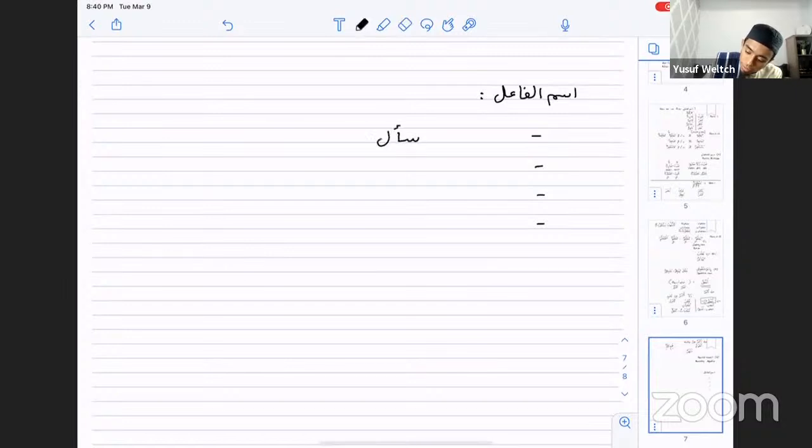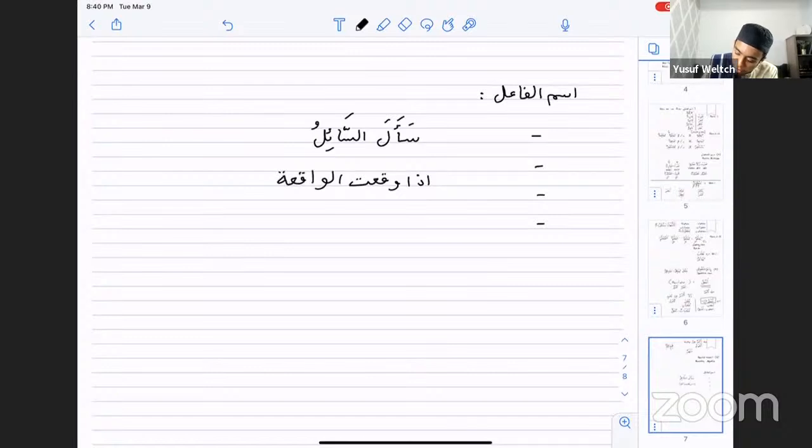this is actually a verse of the Qur'an. Sa'ala sa'ilu. إذا وقعت الواقعة. القارعة. ما القارعة. Okay, what is sa'ala? He asked. He asked.